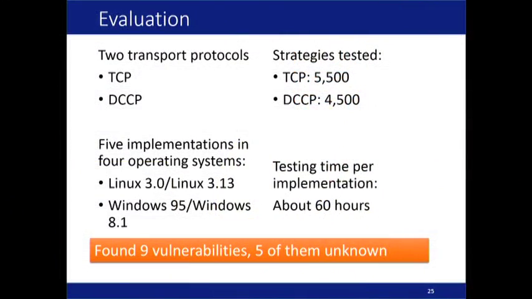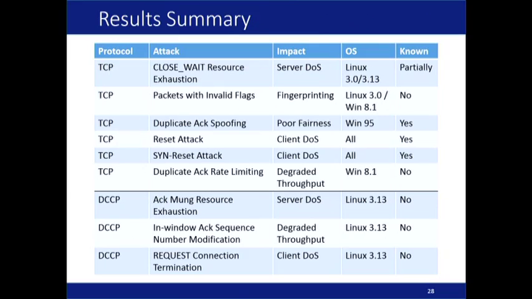Sure. You had mentioned something like 5,500 successful DCCP attacks, or 4,500. So you're probably thinking of this number here. Correct. Those are the number of strategies or possible attacks that we tested. Successful attacks, we found 3 here. Okay, thanks.